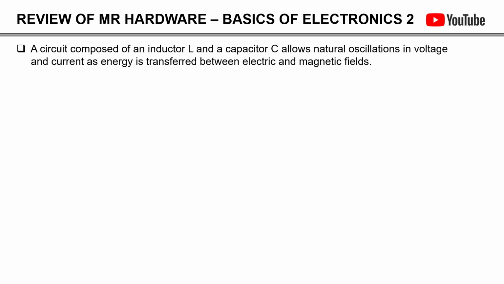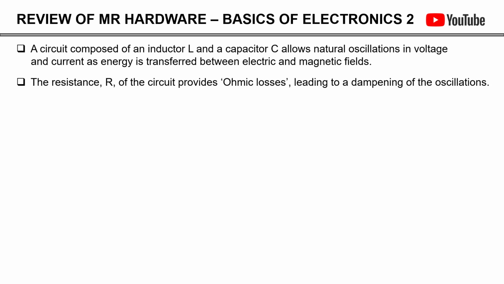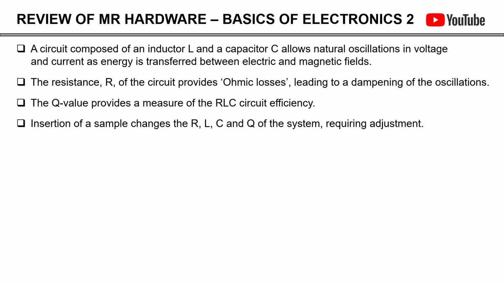So in the previous videos, we talked about the electronic circuits that are composed of an inductor and a capacitor, and they basically allow natural oscillations as the energy is transferred between the electrical field in the capacitor and the magnetic field in the inductor. The resistance, which is typically the third element, basically provides ohmic losses, and that leads to a dampening of these natural oscillations. The Q value is a measure of how efficient this RLC circuit is.